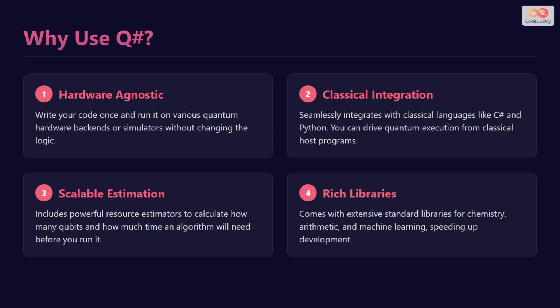So why should you choose Q#? First, it is hardware agnostic, meaning your code can run on different quantum computers without rewriting it. Second, it integrates seamlessly with classical code, allowing you to control quantum operations from a standard application. Third, it includes powerful resource estimators to predict costs. And finally, it comes with rich standard libraries to speed up your development.